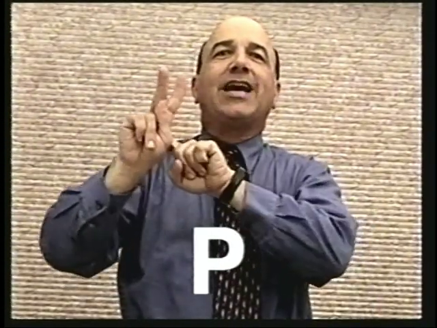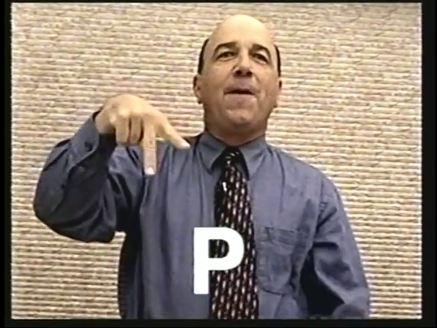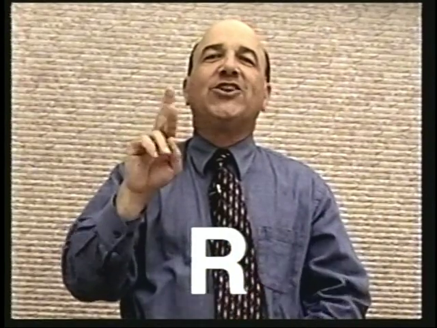P is the same as K, except you hold it down, P, with your thumb behind the knuckle of your middle finger, P. Q is the same as G, except you move it down with the thumb and index finger pointing straight down for Q. Now for R, it's like crossing your fingers making a wish. R.